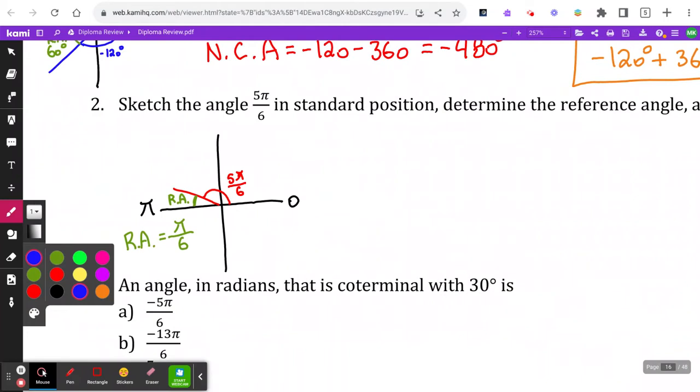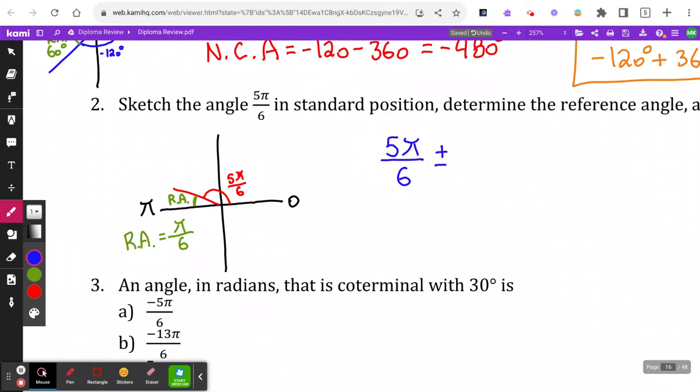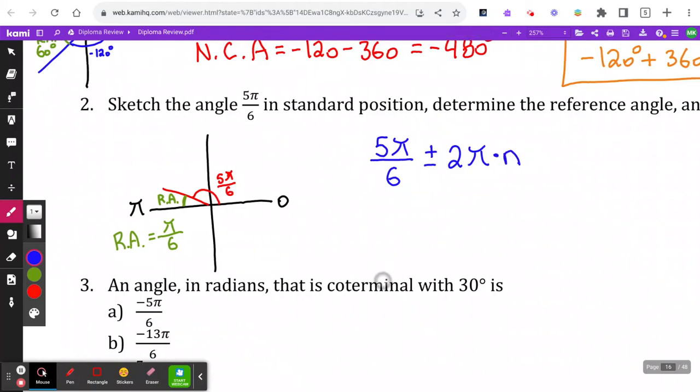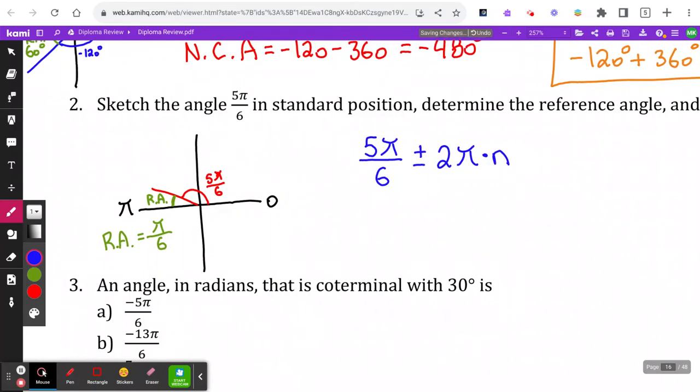So the general solution is your angle, which in this case is 5 pi over 6, plus a full rotation. But I'm not going to put plus or minus 360 because that would be degrees, and I'm in radians. So a full spin is 2 pi. Remember that 1 pi is a half spin. I want to do a full spin, so that's 2 pi. And then you do have to times that by n, because that's how many spins you choose to do.